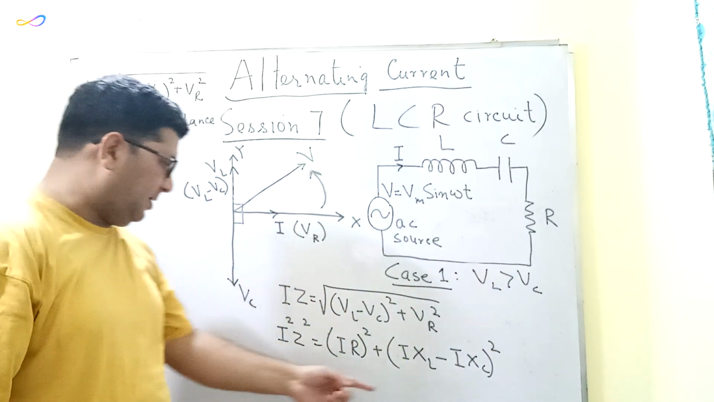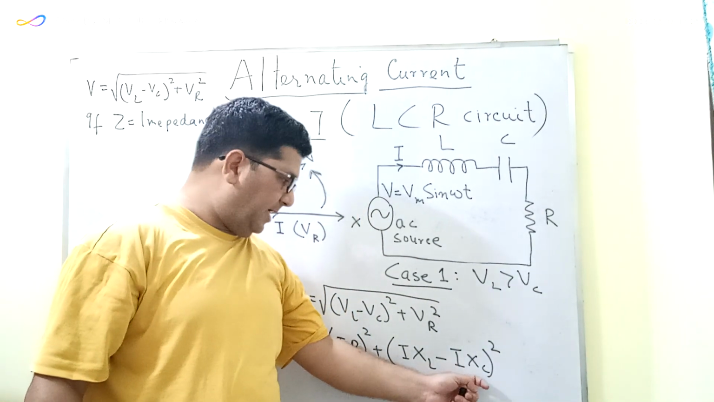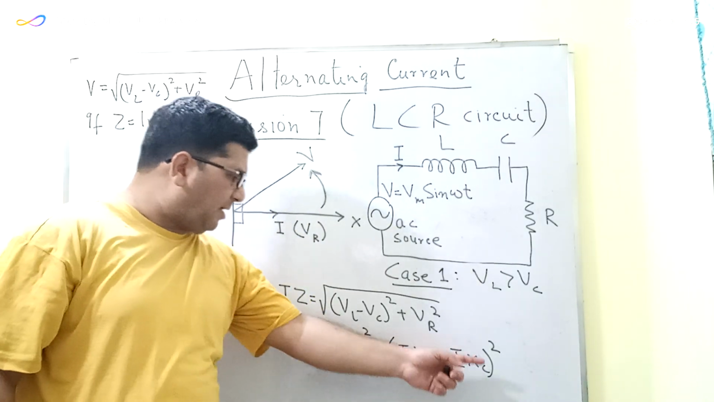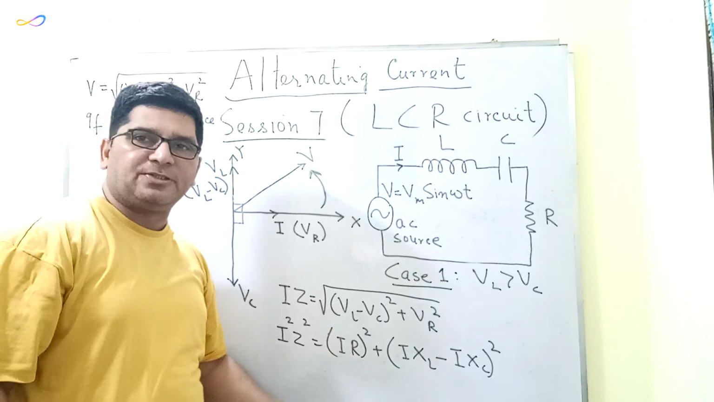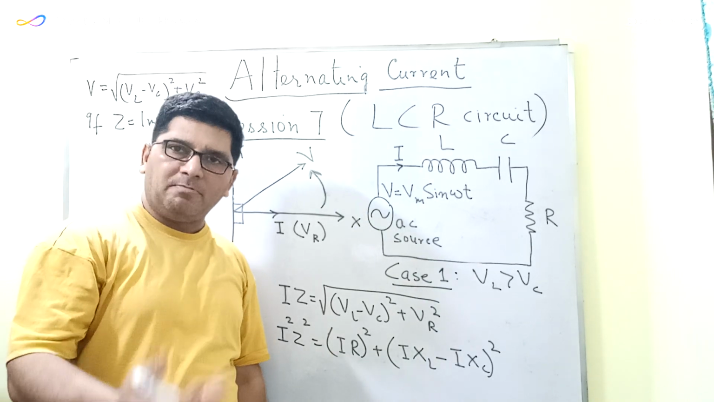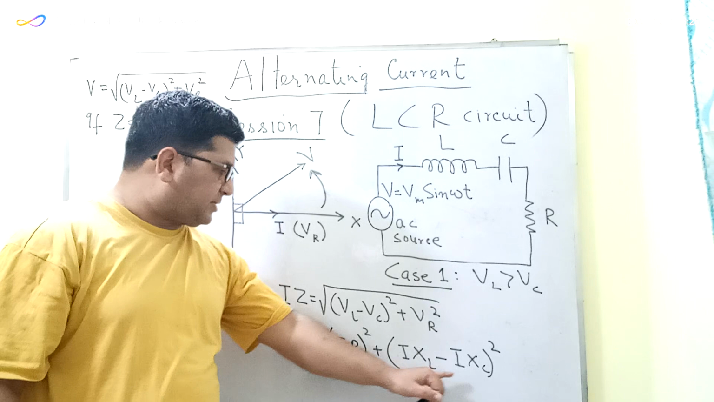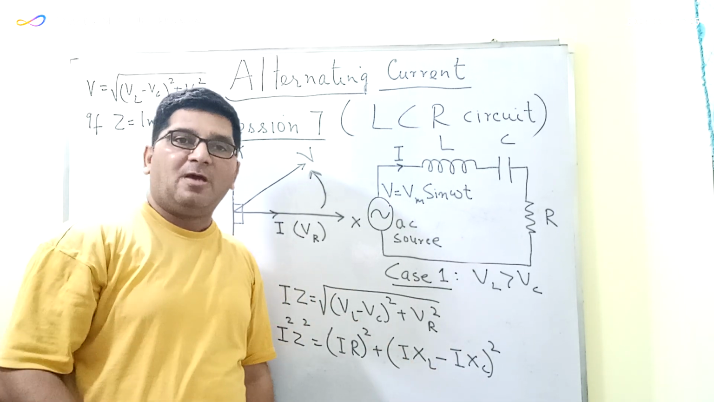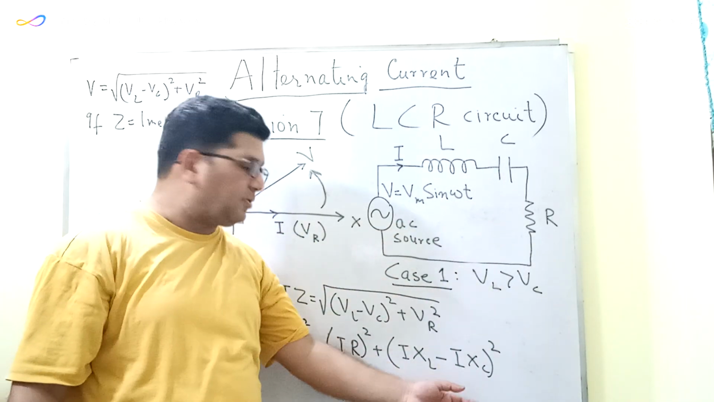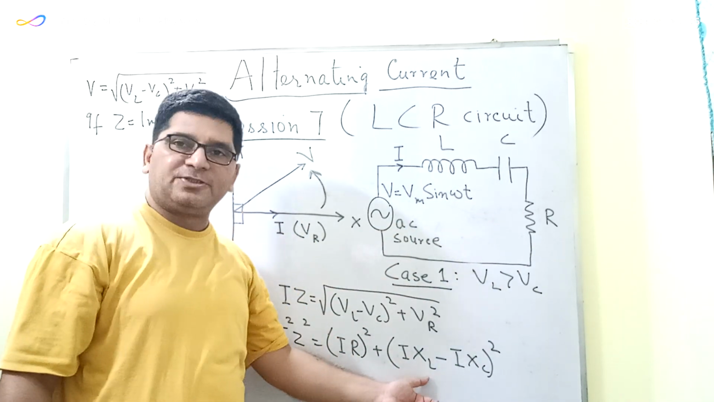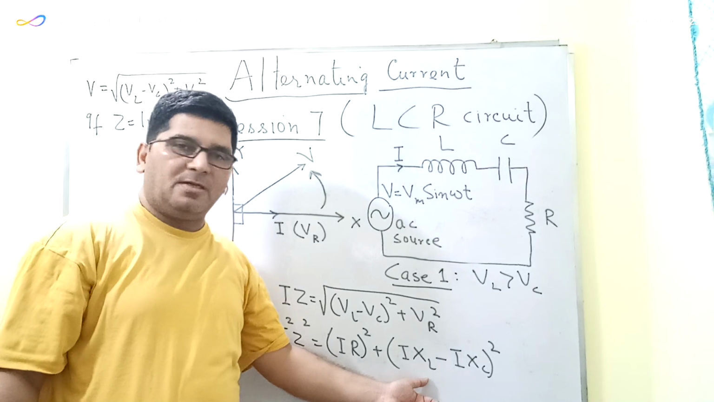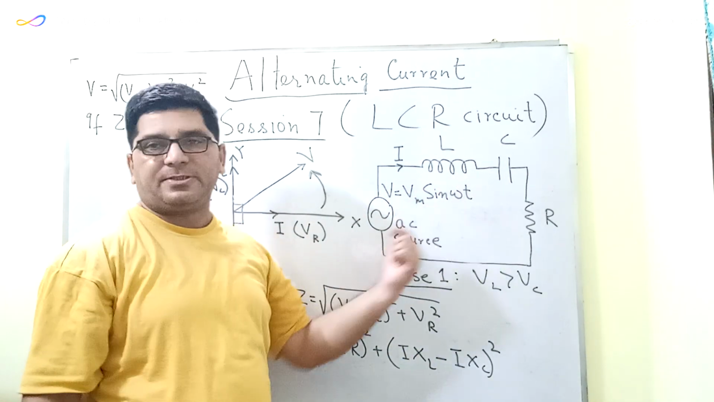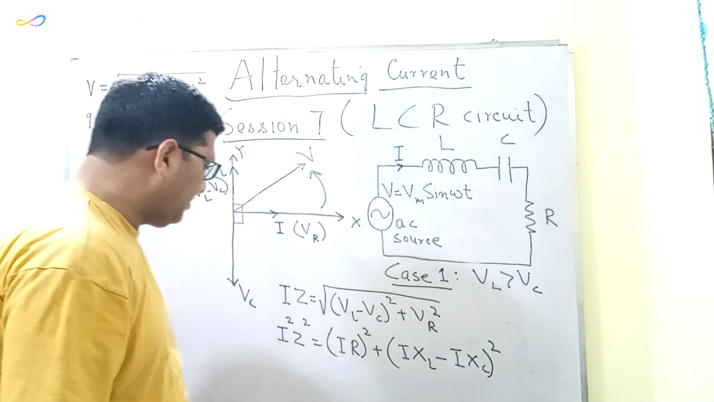Here XL is the inductive reactance and XC is the capacitive reactance, and inductive reactance, capacitive reactance and resistance have the same meaning. That is, the capacitive reactance is the opposition offered by this capacitor to the flow of the current, and XL is the reactance due to this inductor, and it is also the opposition offered by this inductor to the flow of the current in the circuit.